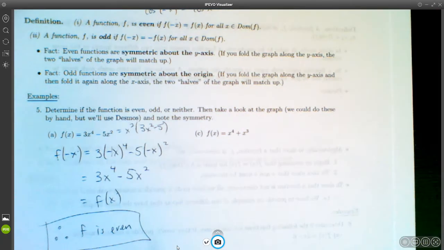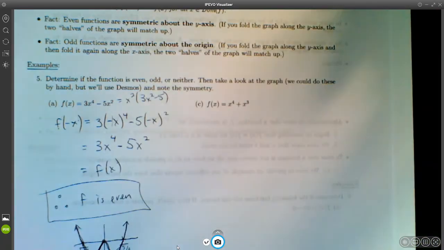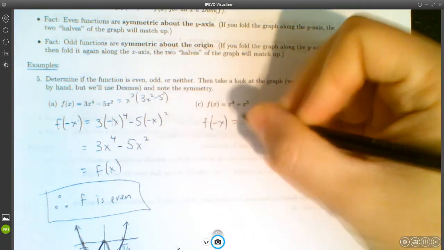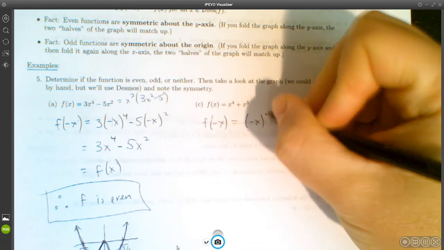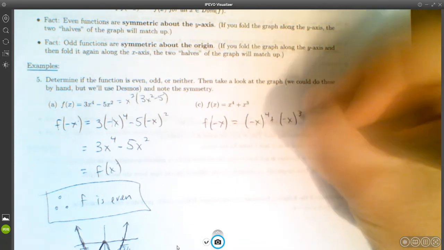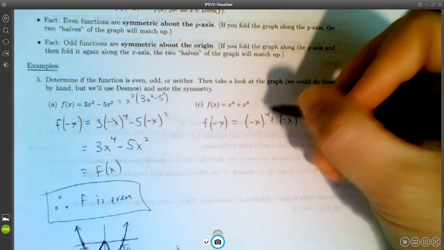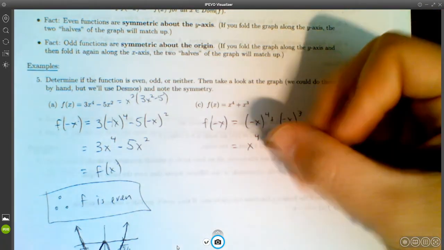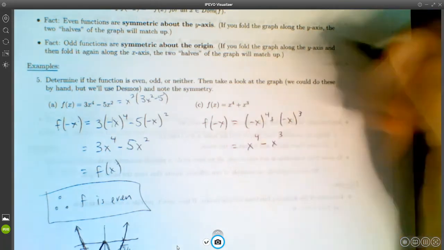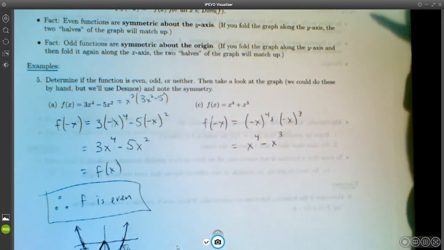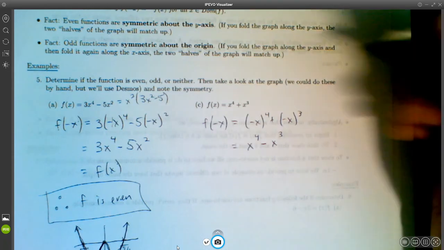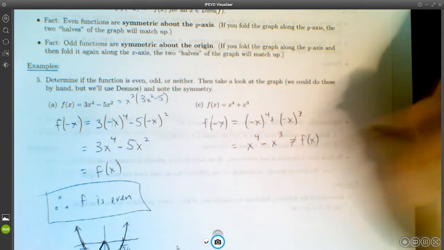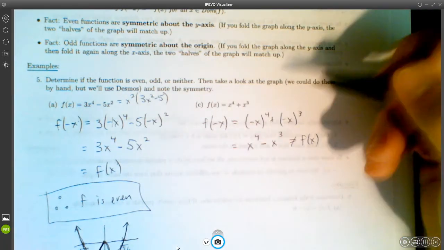Okay, let's look at part C. To determine if this is even, odd, or neither, I'm going to plug in negative x. Hopefully by now you've caught on to the fact that if you have an even exponent, this is just the same thing as positive x to the fourth. And if you have an odd exponent, then that just changes the sign. So what you get is x to the fourth minus x cubed. Now, that's not equal to f of x, right? So definitely this is not an even function.